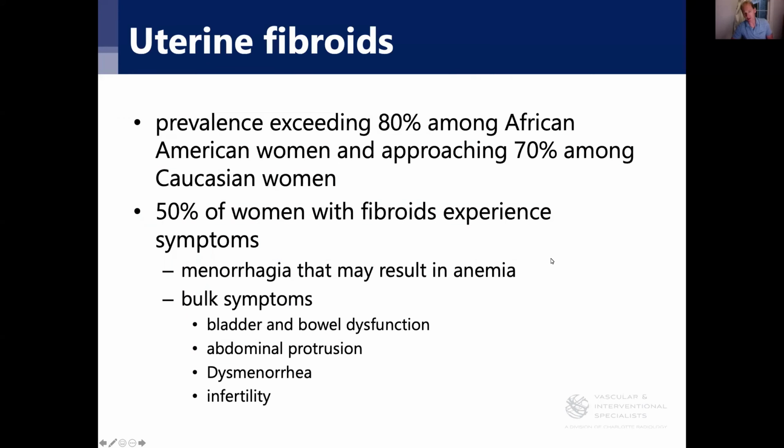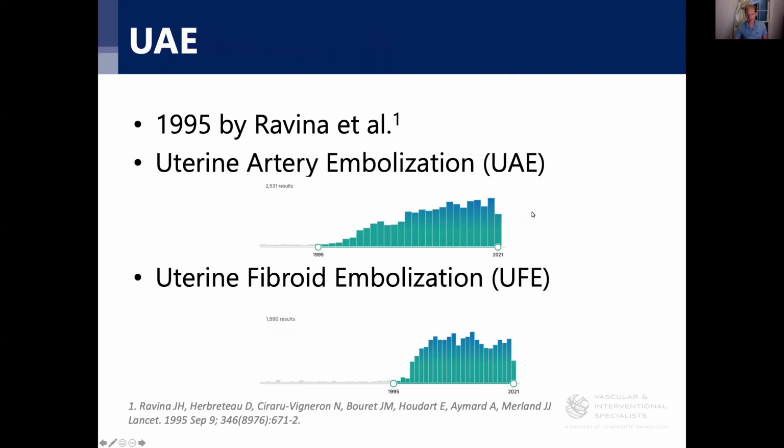So uterine fibroids, they're very prevalent, right? Approaching 80% in Black women, approaching 70% in Caucasian women, and 50% have symptoms. So it's the most common benign neoplasm of the pelvis. And the biggest symptom is bleeding, and that can cause anemia. And then there are all kinds of bulk symptoms: bladder and bowel dysfunction, abdominal protrusion, dysmenorrhea. So lots of symptoms and a lot of patients that are treated. A lot of times these patients are treated with hormonal therapies, lots of non-surgical therapies. And we're really talking about the patients that don't do well with those and need to have something else done.